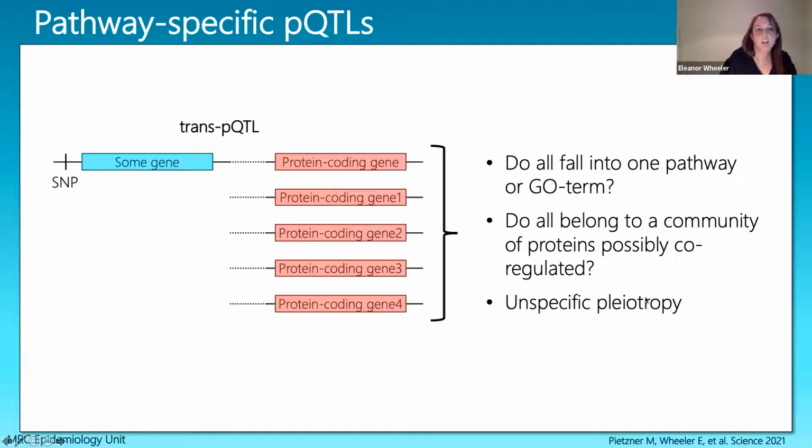And then, however, it can also be associated with multiple proteins. And so we asked, do all of those fall into one pathway, or are they related to a single gene ontology term, or do they all belong to a community of proteins and possibly be co-regulated, or is it just unspecific pleiotropy? Are they just associated with multiple unconnected different proteins?